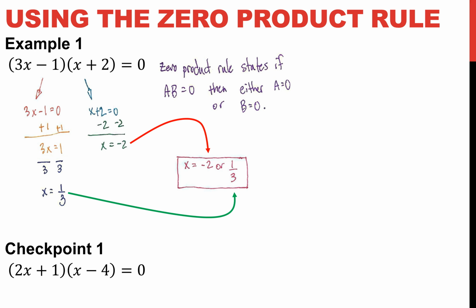Go ahead and pause the video and check out checkpoint 1. That was not on purpose, but check out checkpoint 1. Do it the exact same way using the zero product rule. Pull that zipper, find the solution. It's like a Christmas gift. It's right there. Let's go. Pause the video. I'll be here when you get back.